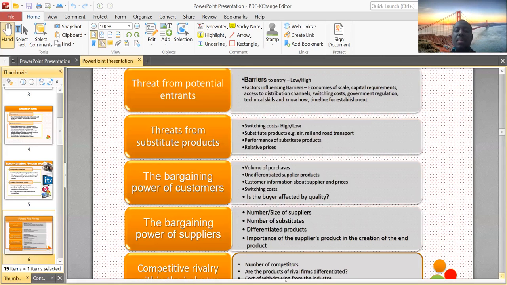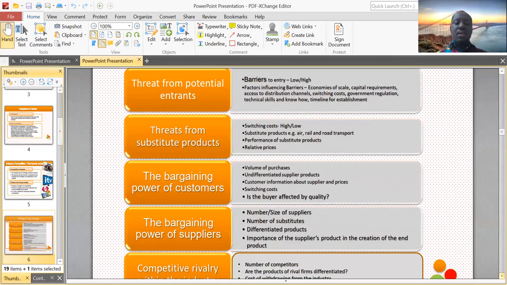Then you also have the bargaining power of suppliers. And the bargaining power of suppliers, again, is influenced by the number of suppliers. If the number of suppliers is high, their bargaining power is also high. Very, very important. If the number of suppliers is high, then their bargaining power will be high, because there's strength in numbers. So once the bargaining power of suppliers is really high, that is usually influenced by the number and the size of the suppliers.